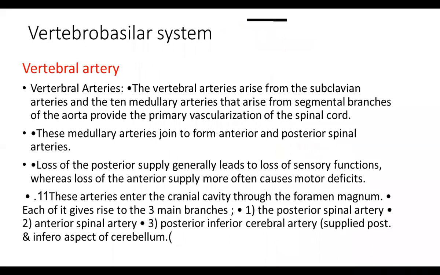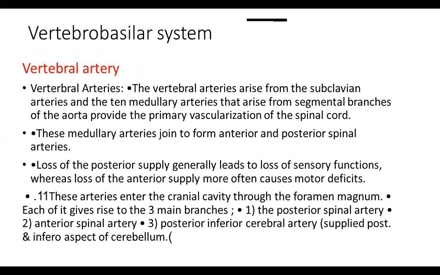The second part of the vertebrobasilar system is the vertebral arteries. The vertebral artery arises from the subclavian arteries, and then medullary arteries that arise from segmental branches of the aorta provide the primary vascularization of the spinal cord. These medullary arteries join to form the anterior and posterior spinal arteries. Loss of the posterior supply generally leads to loss of sensory function, whereas loss of the anterior supply more often causes motor deficit.